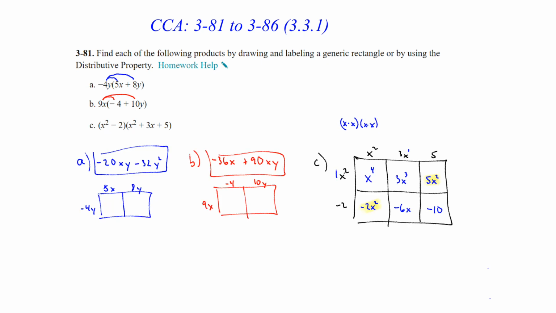So we'll combine those, and our final answer is we're going to write it with the highest exponent first. So x to the 4th is the highest. Then we have an x to the 3rd, so that's plus 3x cubed. And then negative 2x squared plus 5x squared, that means there's a total of 3x squareds. And then minus 6x, and then minus 10. So that would be our final answer on that one. A little bit lengthier on that one. The more terms you have, the bigger the generic rectangle is going to be, but it works every time.